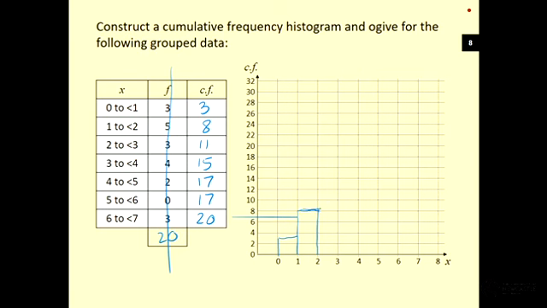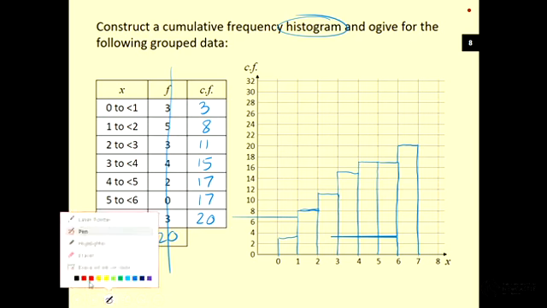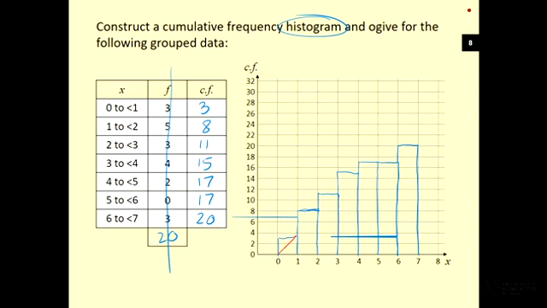And then to an 11. And then to a 15. To a 17. There. And it stays at 17. And it goes to a 20. All right. So my histogram is done there, and my ogive stays flat.